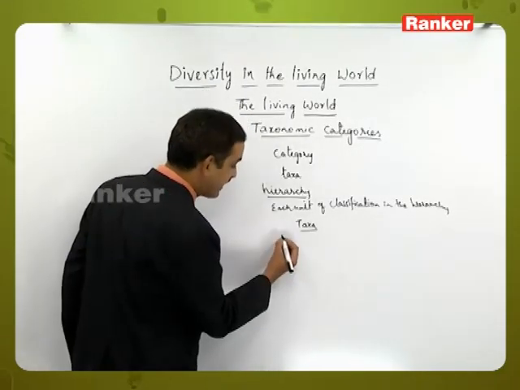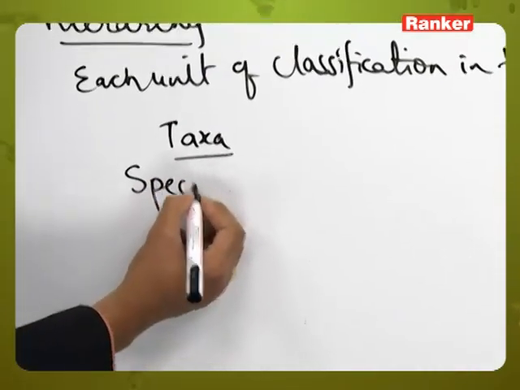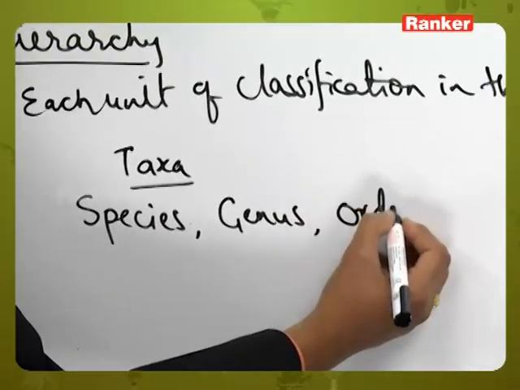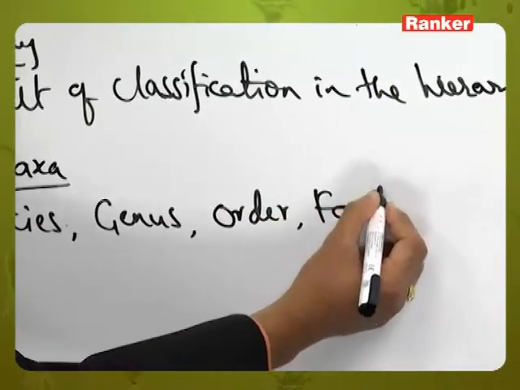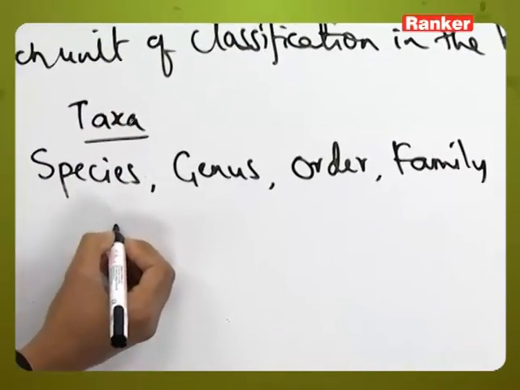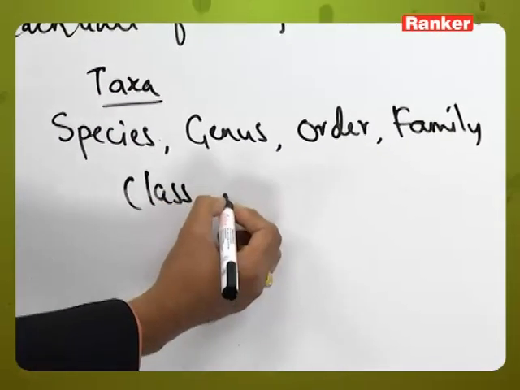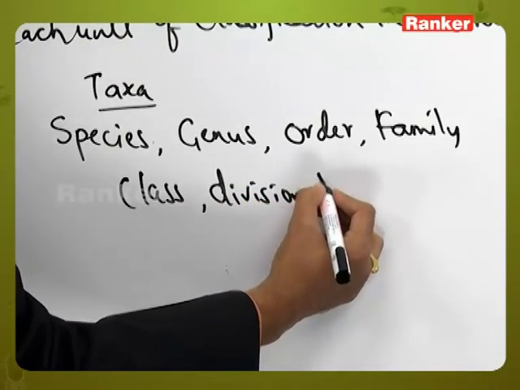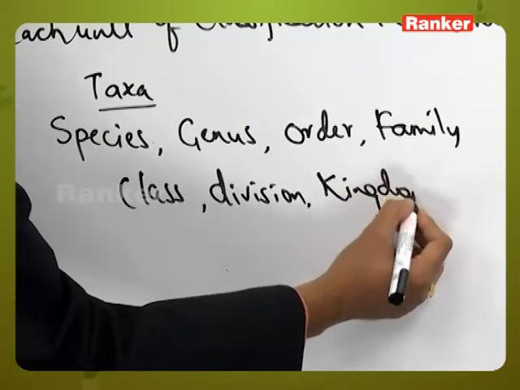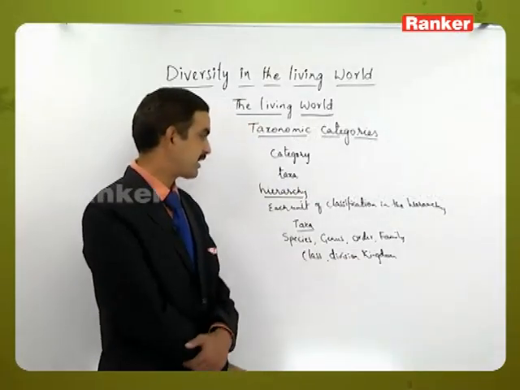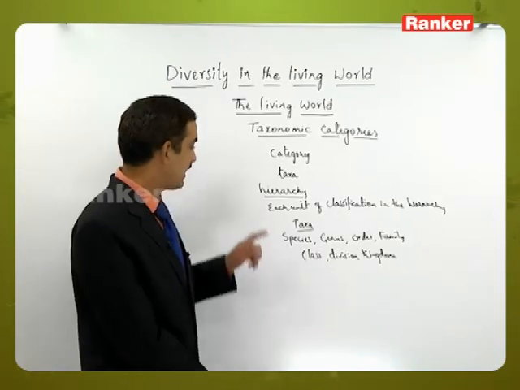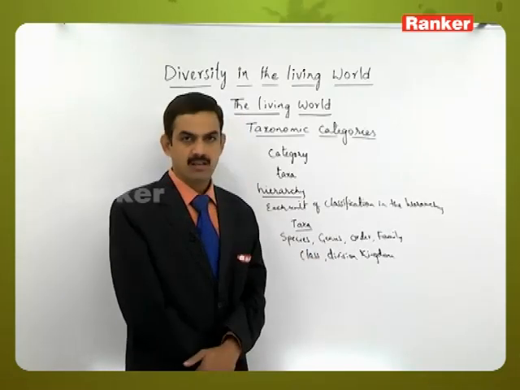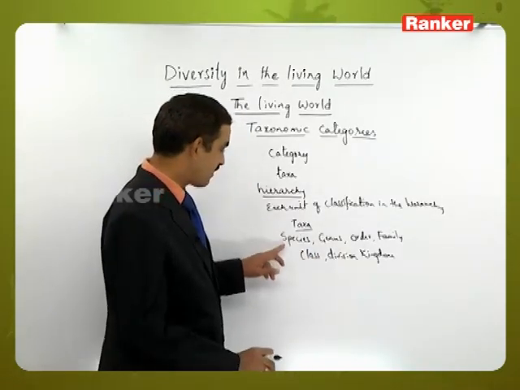So starting in the ascending order, some of them are the species, genus, order, family, class, division, kingdom, etc. So these are the various types of categories or the taxa which have been used in the hierarchy of classification. Now let us discuss each and every category, starting with the species.